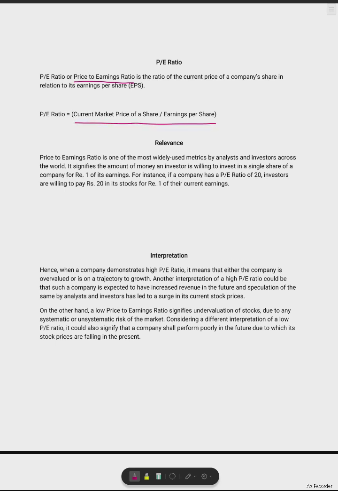So the PE ratio is the current market price of a company in relation to its earning per share. This ratio is required to know the valuation of a company, whether the share is overvalued or undervalued, and it is also used to know the growth trajectory or growth prospects of the company. So these are two major purposes served by the calculation of this ratio.